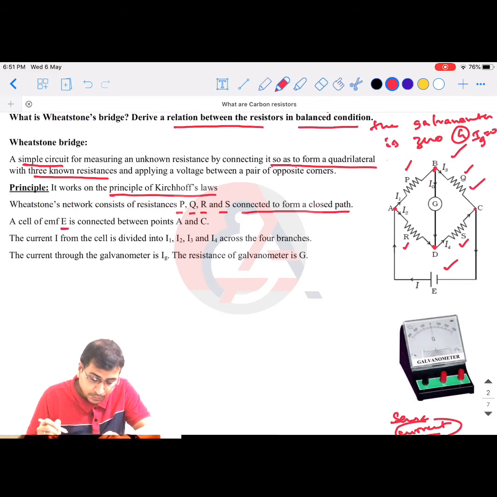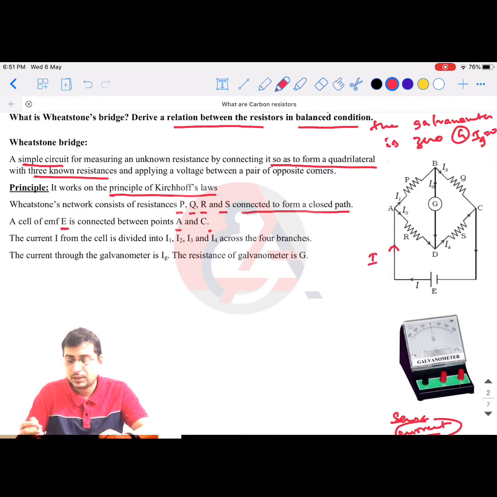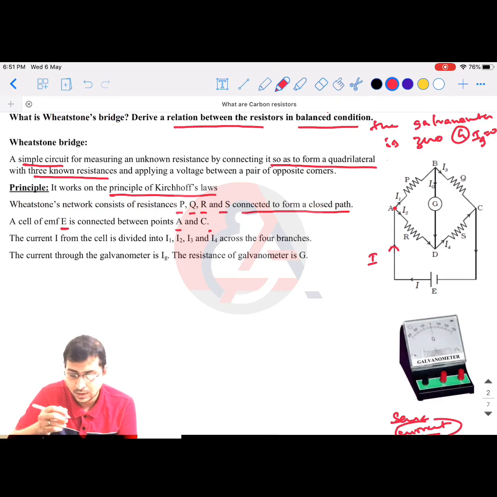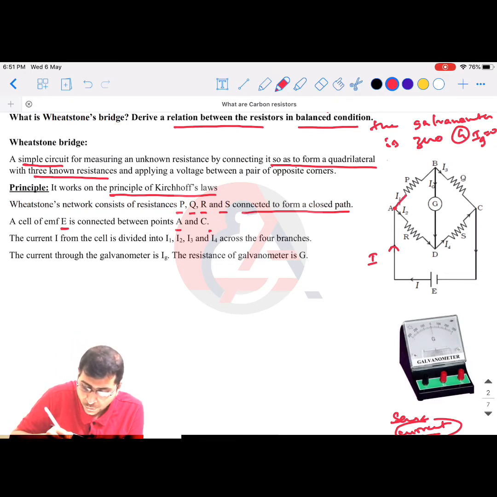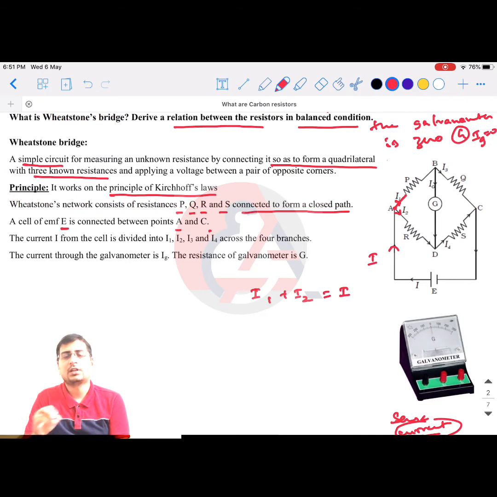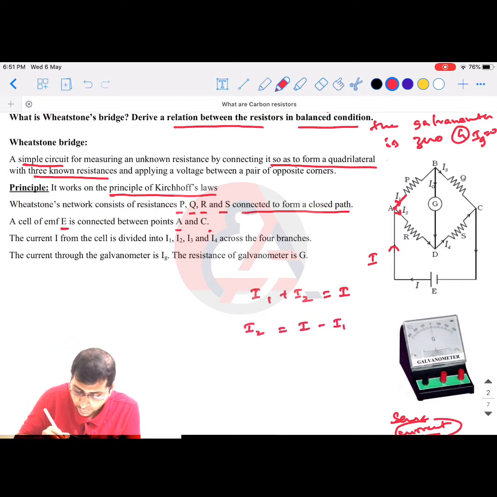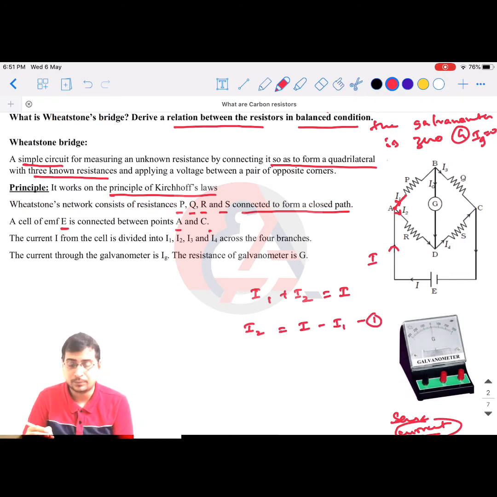There is a cell of EMF E connected between the points A and C. This also we have discussed. Let's say the current that is supplied by the cell is I. Then at this junction the current gets divided. If you apply the KCL at this junction, the current gets divided into two parts. One is I1 and the second is I2, such that I1 plus I2 is equal to I. Then I2 will be equal to I minus I1. Let's take this as equation number 1.